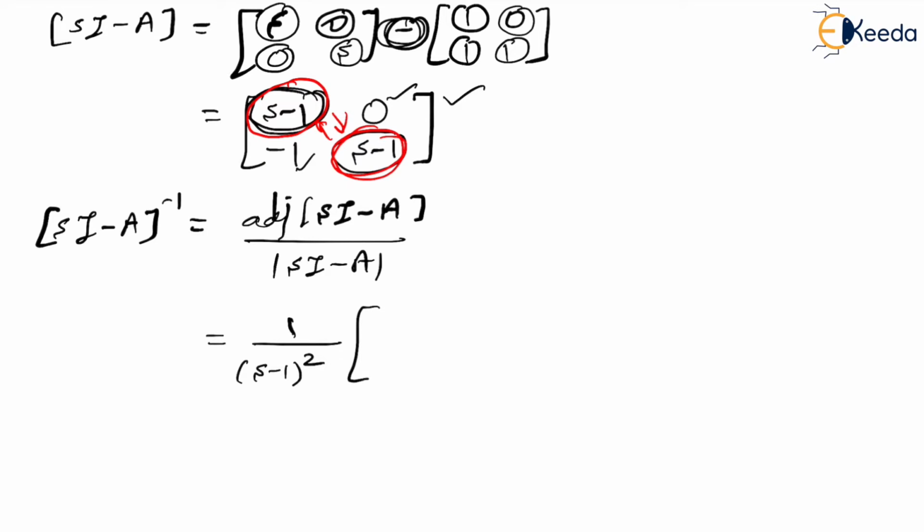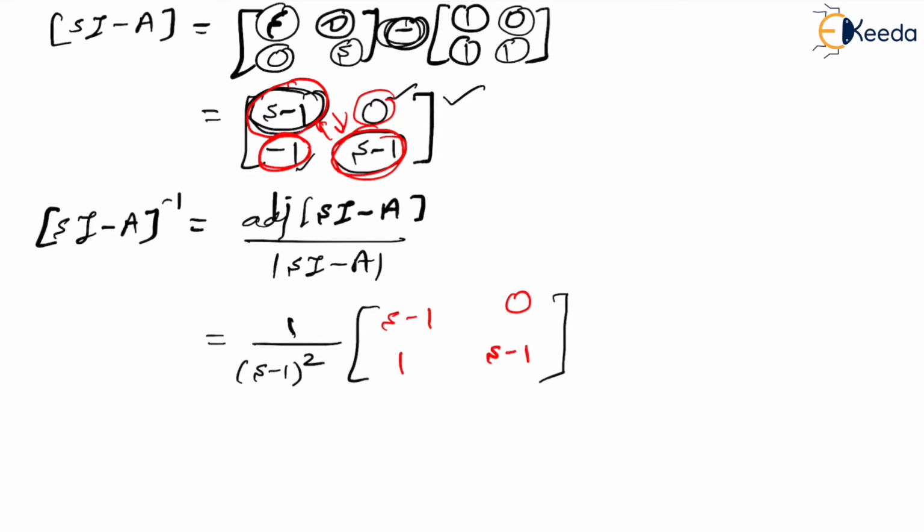You need to flip them, right? The moment you flip them, if they are the same only, how does that matter? S minus 1, S minus 1, right? And this one, you have to change the signs at their place. So 0 sign change is nothing but 0 only. Minus 1's sign change is going to be plus 1. So this is nothing but (SI minus A) inverse.